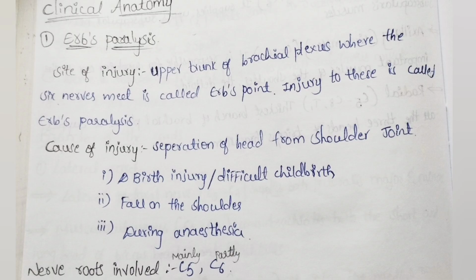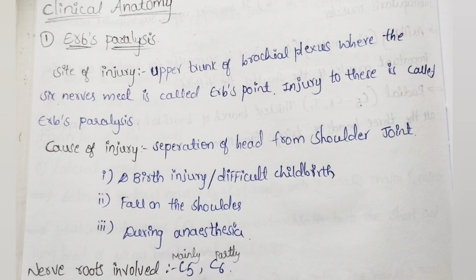See here, I mentioned the site of injury: upper trunk of the brachial plexus, Erb's point where six nerves meet. Next, causes: birth injury, difficult childbirth, fall on shoulder, during anesthesia. Nerve roots involved are mainly C5 and partially C6. These are the site of injury, cause of injury and nerve roots involved. Next, muscles paralyzed. As I told earlier, biceps brachii, deltoid, brachialis, brachioradialis are mainly paralyzed, and supraspinatus, infraspinatus and supinator muscles partially.